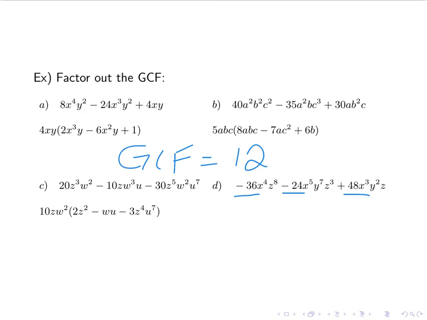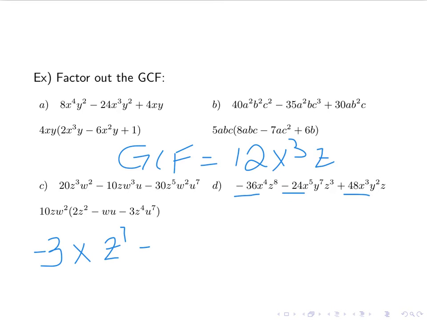So besides that, they all have at least an x, and the lowest exponent is cubed. They all have a z, and the lowest exponent is 1. And then the first term doesn't have a y, so again, y is not part of the GCF. When I go to divide it, I have negative 36 divided by 12, that's negative 3. X to the 4th divided by x cubed is x. Z to the 8th divided by z, z to the 7th.